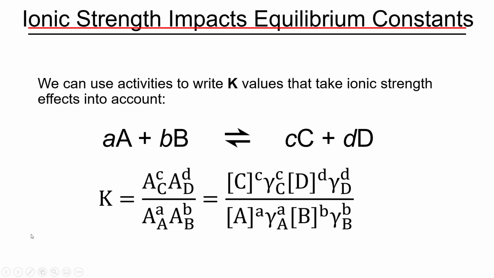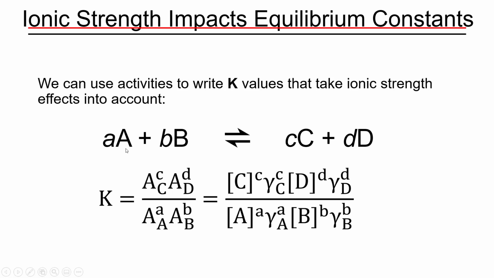So the key words that would lead you to write an equilibrium constant in terms of activities are, you see, measurable ionic strength, or non-zero ionic strength, or the ionic strength of the solution is this. If you know what the ionic strength of the solution is, or you know that it's not zero, you're going to get a better idea of how the chemical system behaves by writing an activity-based equilibrium constant, not a concentration-based equilibrium constant.